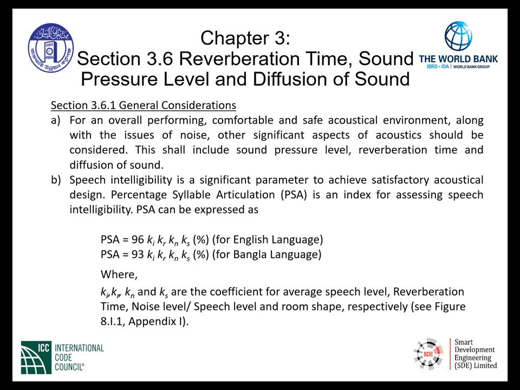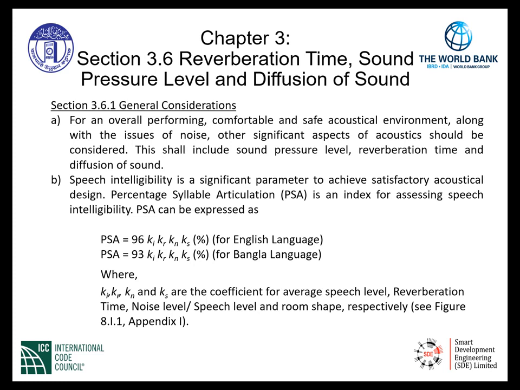Percentage syllable articulation, or PSA, is an index for assessing speech intelligibility. PSA can be expressed as the following. For English language, PSA equals 96 times the coefficients for average speech level as indicated in percentage. For Bangladesh language, PSA equals 93 times the coefficients for the average speech level. The speech level, PSA, and liveliness indicators and coefficients can be determined from Appendix I, Figure 8.I.1 in Appendix I.